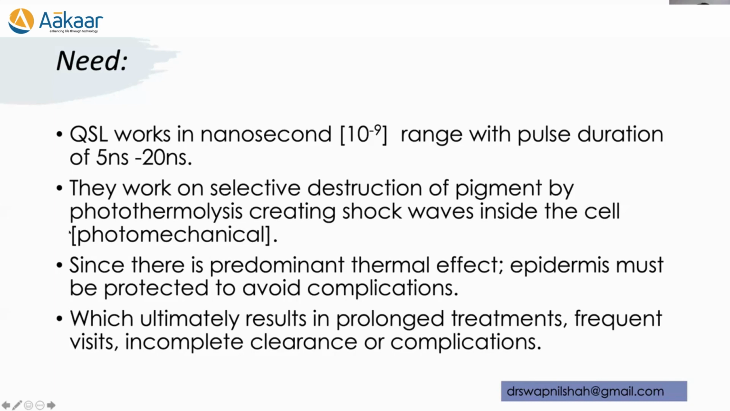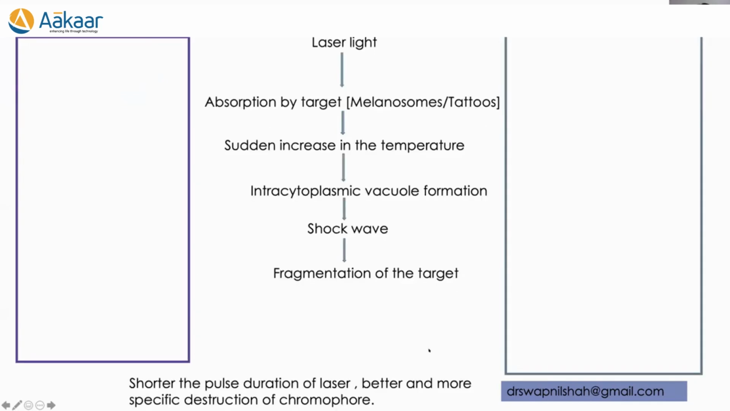And because of this, we have to be careful in choosing lower fluences. Since we choose lower fluences, this results in prolonged treatments, frequent visits to the clinic, and many a time incomplete clearance of the lesions. We say that it is 80% clears and 90% clears, and patients want 100% clearance of the lesions, or otherwise if we are aggressive, we may land in complications.